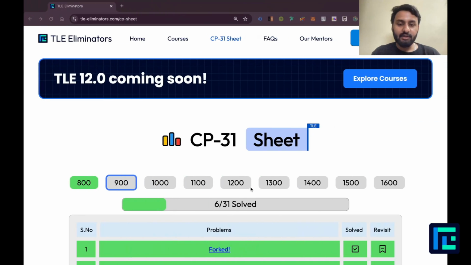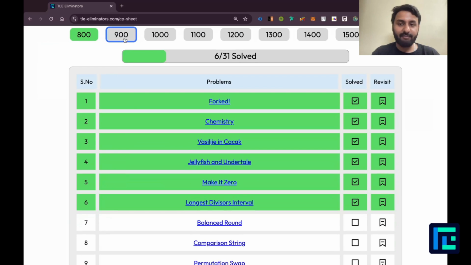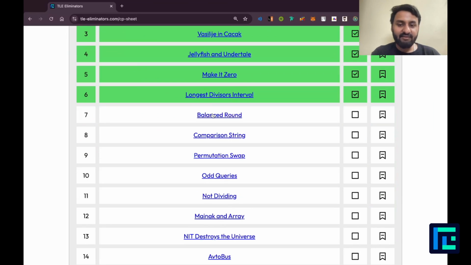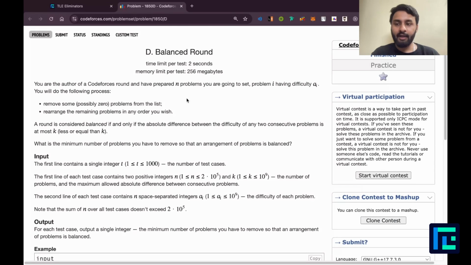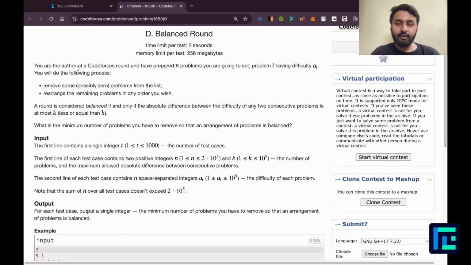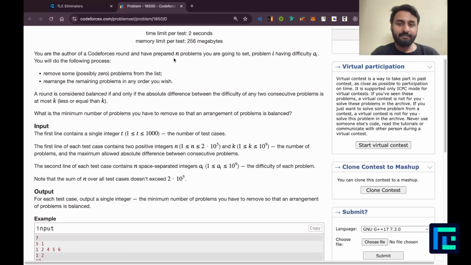Let's go. So I'll be moving on to my CP-31 sheet over here, ticked off my 900 rated parameter and the seventh problem, Balanced Round. Let's open this.